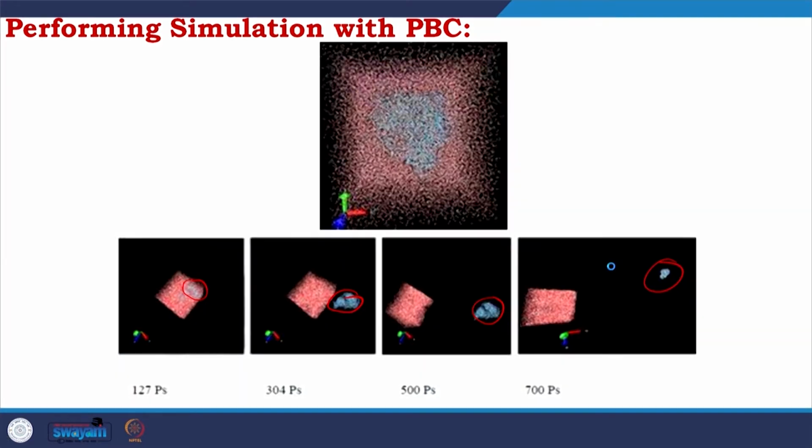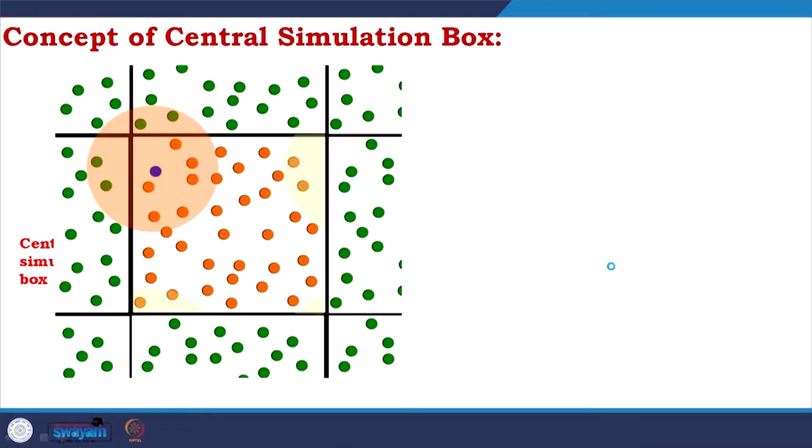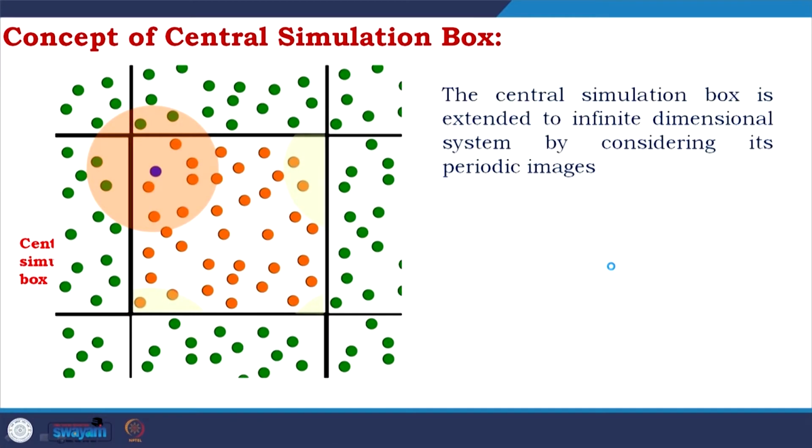So, in addition to applying the boundary condition, you have to develop a central simulation box and then you have to replicate that around. You have to make layers. Now, you have to remember, as I told, they could be going from the central box to the other one, as you could have seen here. The central simulation box is extended to an infinite dimensional system by considering its periodic images. Now, it is not a problem.